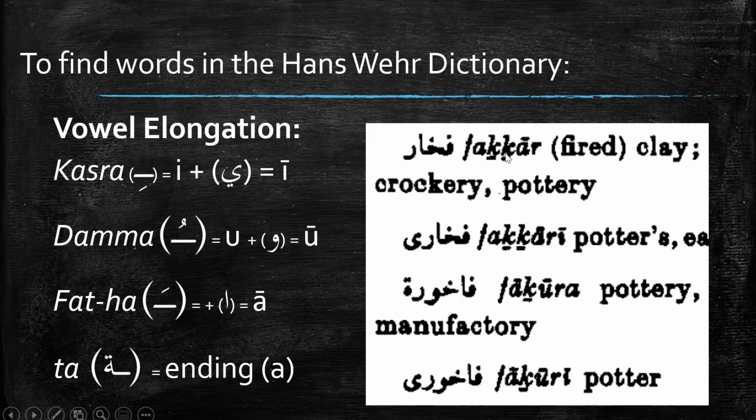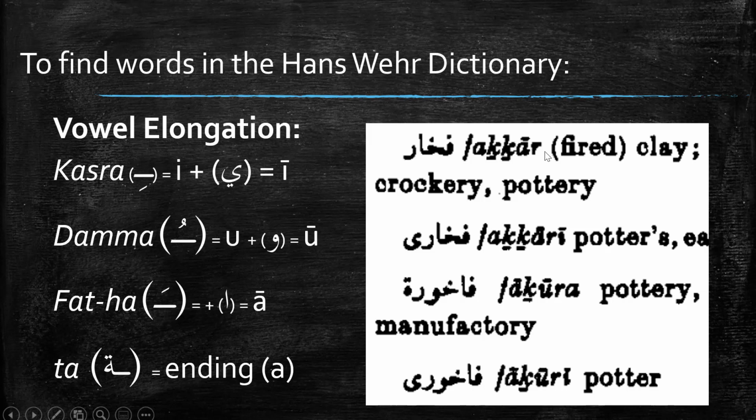We see the doubled K, that means there's a shadda on the kha. Okay, and then we see an A, that means there's a fatha on top. And then we see the macron. That's why that aleph is there. We don't have to add anything. That aleph there means that that fatha is being elongated. And then it ends with ra.